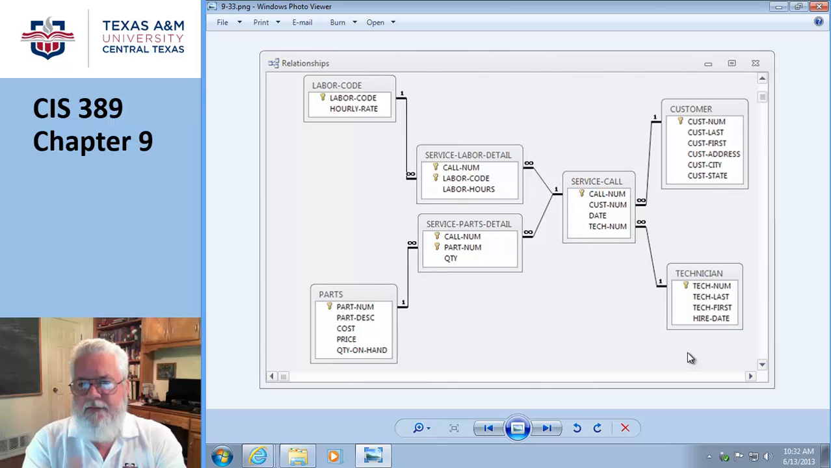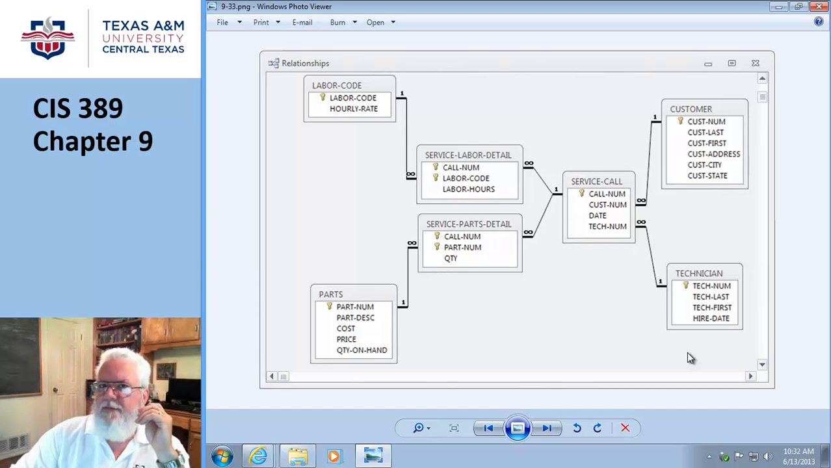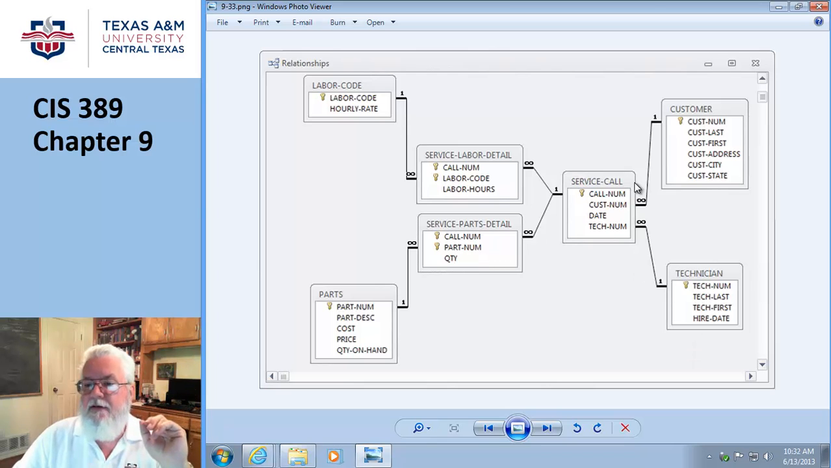Now, if you look at this, you might think, geez, that looks like a whole spider web of stuff there. I mean, you've got labor codes and parts and customers and all this weird stuff. And if you look at it long enough, you can kind of sort of see how things start to make sense. First of all, let's look at the cardinality. For every customer, a customer could have more than one service call, right? Yeah. A technician could have more than one service call. That makes sense, right?